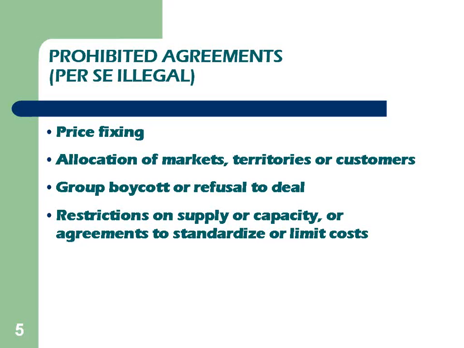Similarly, restrictions on supply or capacity, or agreements to standardize or limit costs are per se illegal and must be avoided. As I'll cover a little later, it is possible for trade associations to legally disseminate information relating to costs, but not to agree to limit costs.